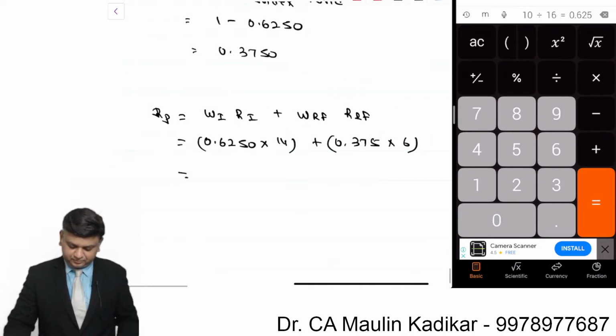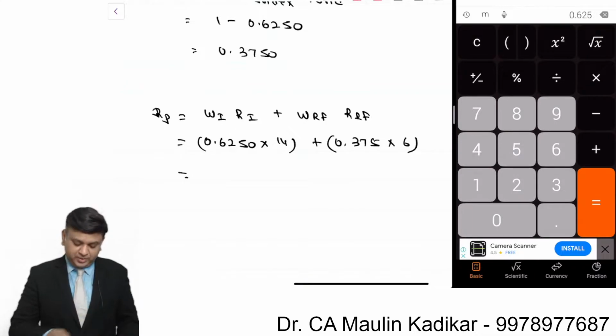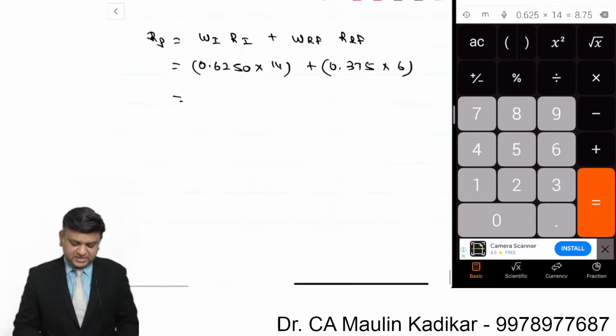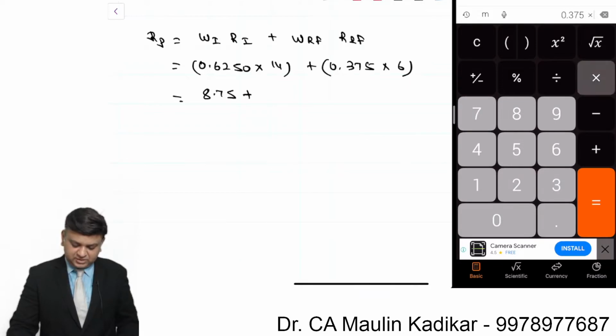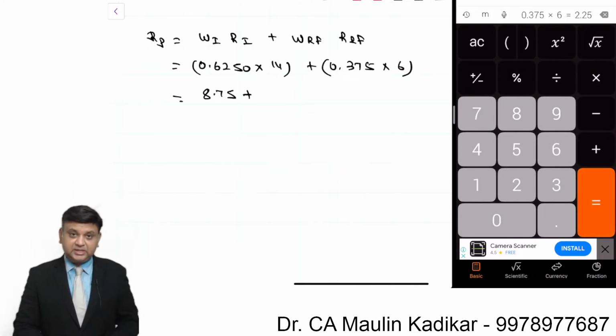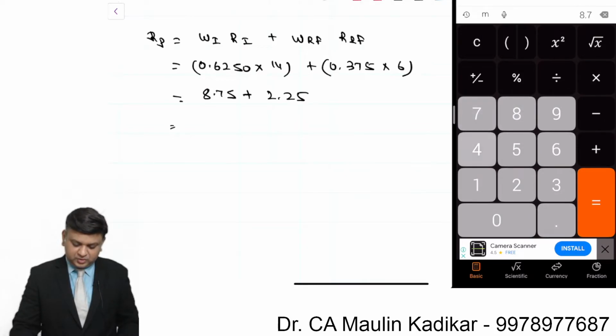So 0.625 into 14, that is 8.75, plus 0.375 into 6, that comes to 2.25. And then we will add both. So 8.75 plus 2.25, that comes to 11.